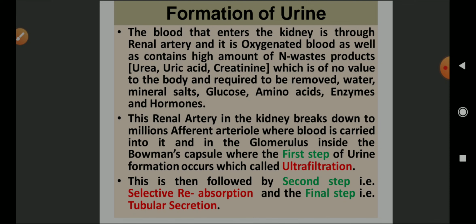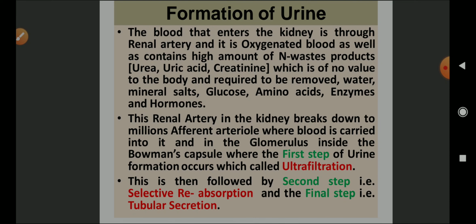Which are the useful substances which are formed during the ultrafiltration? Glucose, water, amino acids, enzymes, hormones, vitamins, sodium, all these are important. You don't require to lose your glucose in the urine. You don't require to lose your amino acids or hormones or enzymes or vitamins in the urine.